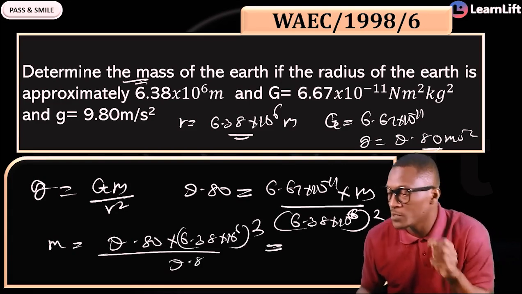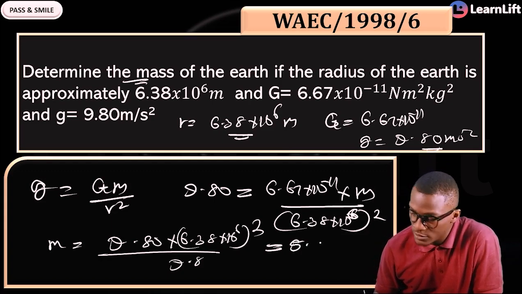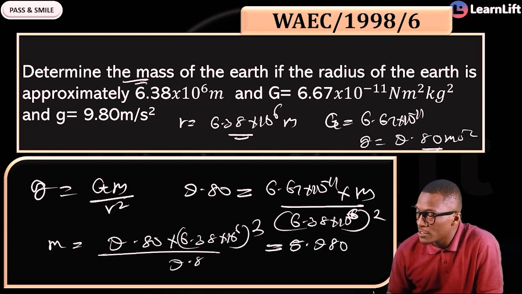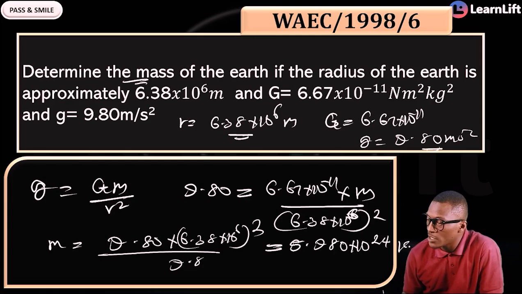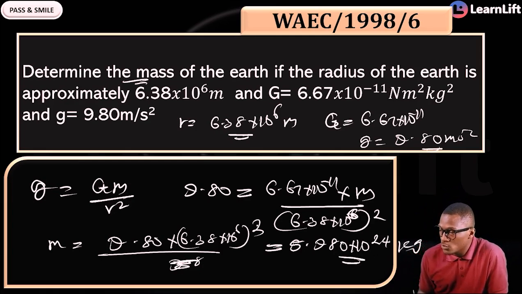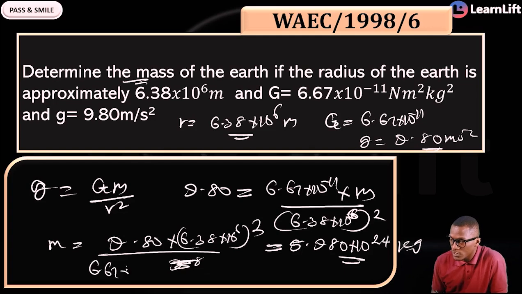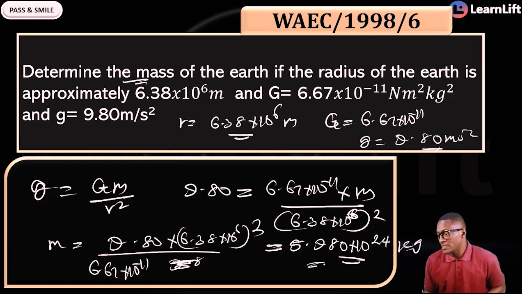So bring out a calculator, let's punch. Now if you do this, you're going to have 5.980 times 10 raised to the power 24 kilograms. Now don't forget, the denominator is not 9.8. Look at it, we cross multiplied, so that would be 6.67 times 10 raised to the power minus 11. Please use your calculator to confirm whether I am correct, but that's the answer.